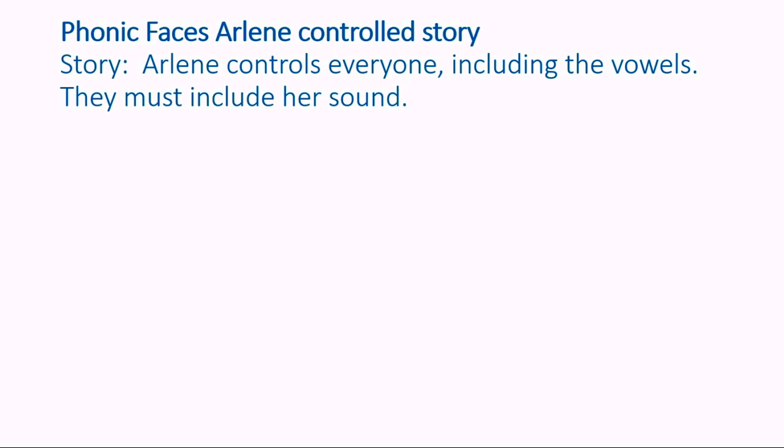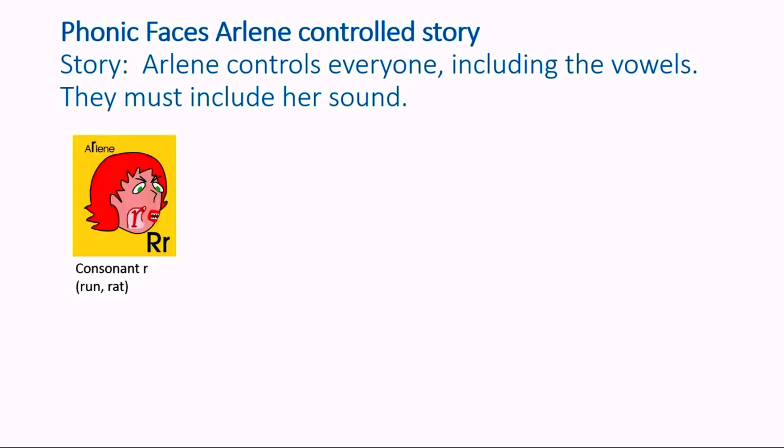Okay, and then the R's have 100 different sounds. They don't really have 100 different sounds, but they have lots of different sounds. Arlene controls everyone, including the vowels. They must include her sound. She's the most controlling letter of the alphabet. She's fierce. So there's R. She's a consonant, okay? And she makes that, you can see her teeth. She's very fierce. So you have to put your teeth in that sort of growling position, and your tongue has to be up to get that good R.